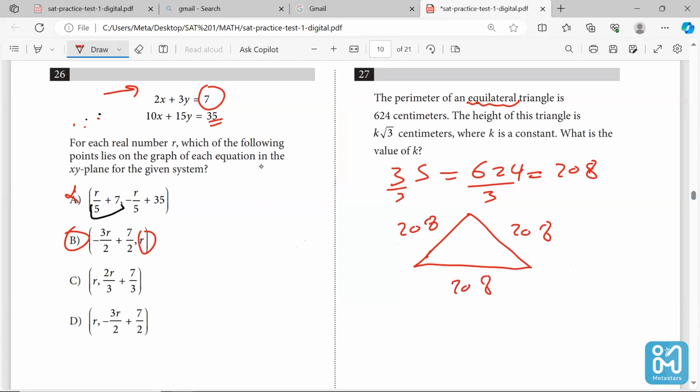Now, let's continue here. And I have another idea. This angle equals 60, this angle equals 60, and this angle equals 60. Why, Ustaz? Equilateral. Equilateral is a keyword. The height of the triangle is k square root of 3. Focus. K square root of 3. I'm talking about k square root of 3.